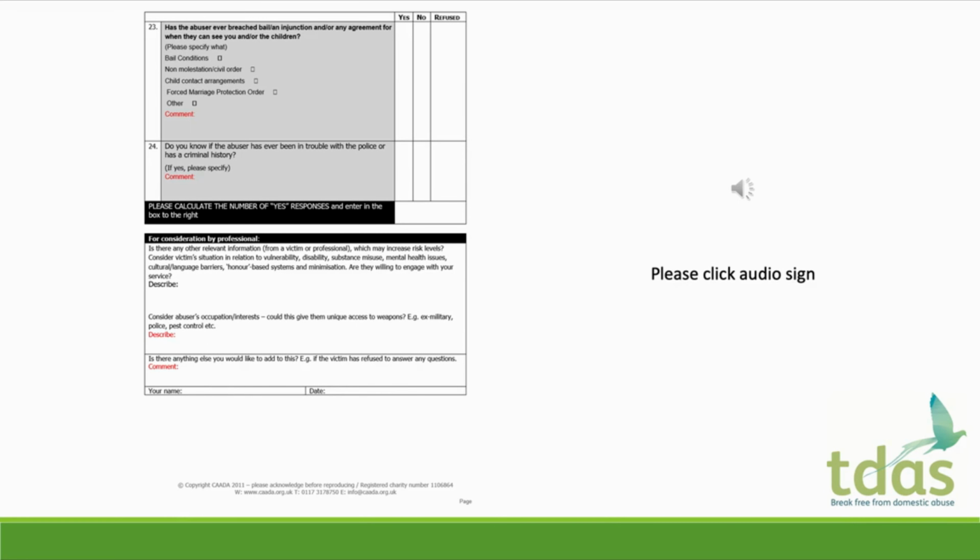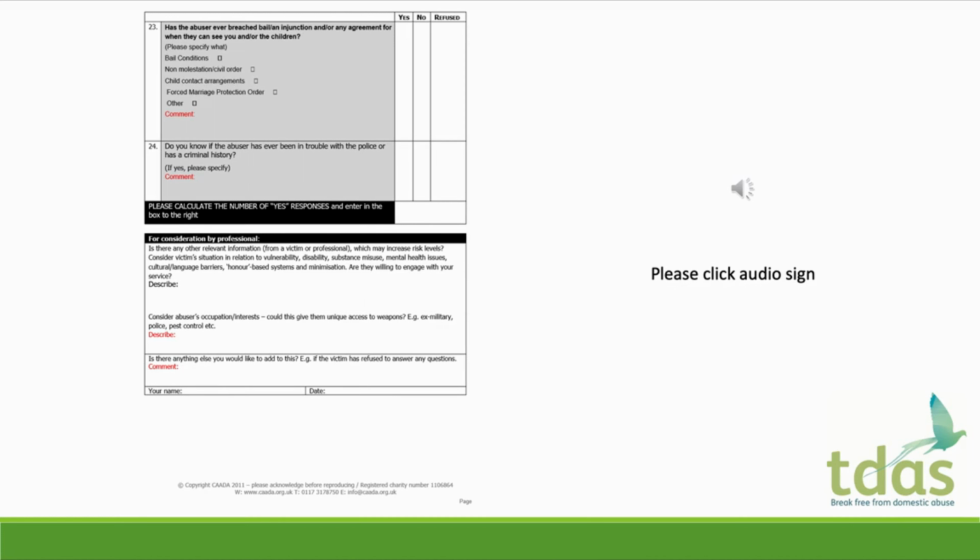You've now reached the end of the risk assessment questions. Count the number of yes responses and record the total at the bottom. The last box on the referral form is for consideration by professional. This is your opportunity to record any further information you have that you've not already recorded on the form but pertains to the risk.